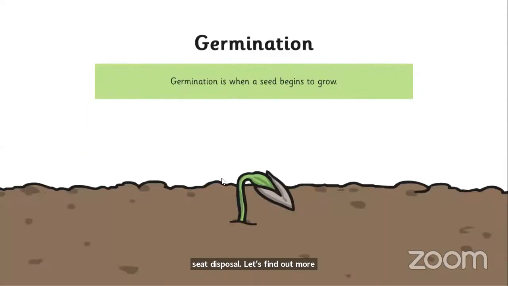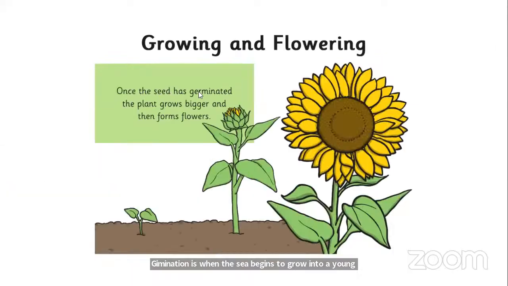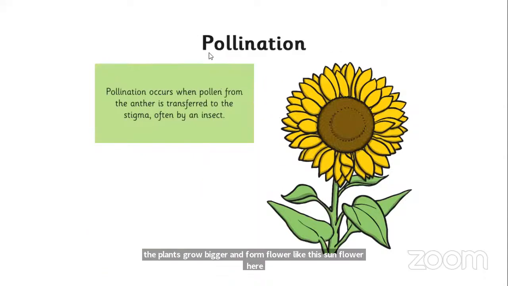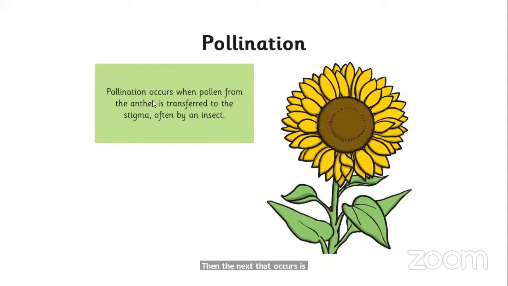Germination is when the seed begins to grow into a young little plant here. Once the seed has germinated, the plant grows bigger and forms flowers, like this sunflower here. Then the next stage is pollination, which occurs when pollen is transferred to the stigma, often by an insect.